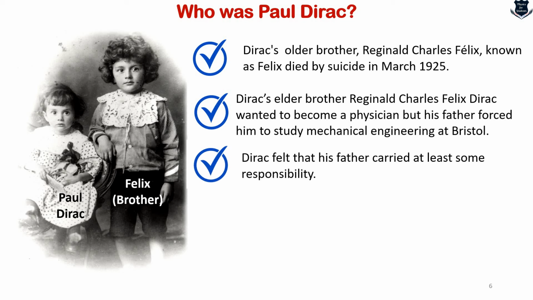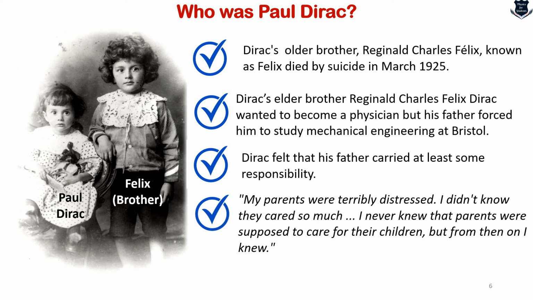After this incident, Dirac was totally alienated from his father. Perhaps Dirac thought that his father was in some way responsible for his brother's suicide. Dirac in a letter later recalled, "My parents were terribly distressed. I didn't know they cared so much. I never knew that parents were supposed to care for their children, but from then on, I knew."